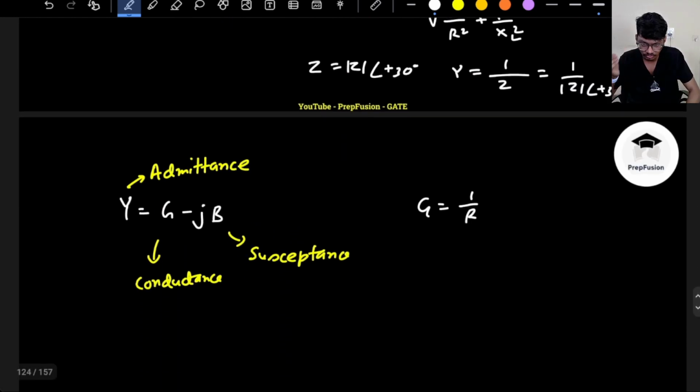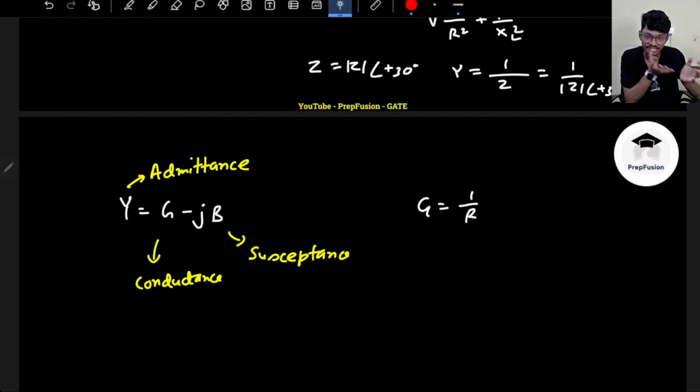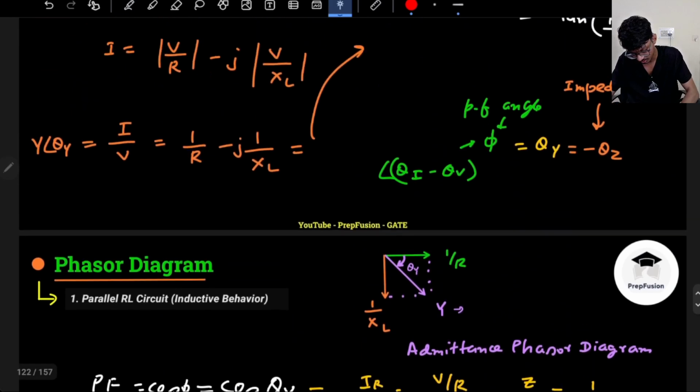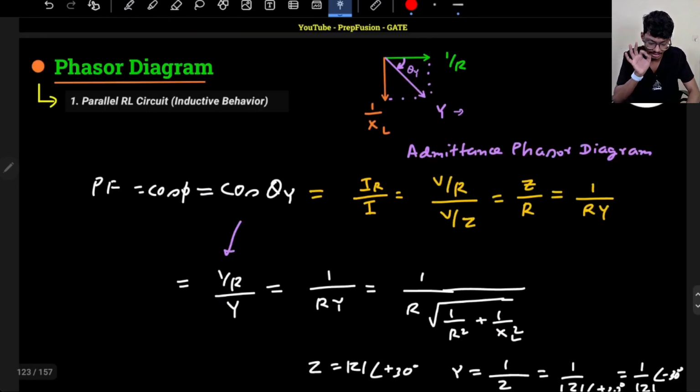So according to the circuit, the admittance and susceptance will change. So don't just blindly memorize the conductance and susceptance values. This will change according to the circuit. Here conductance is this, B is the susceptance, and B here is 1 by XL. As the minus sign is already taken into effect, we don't have to write it explicitly.